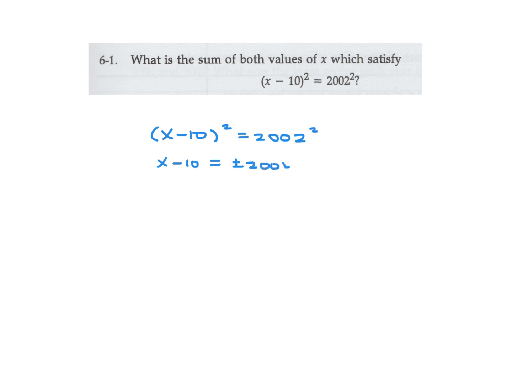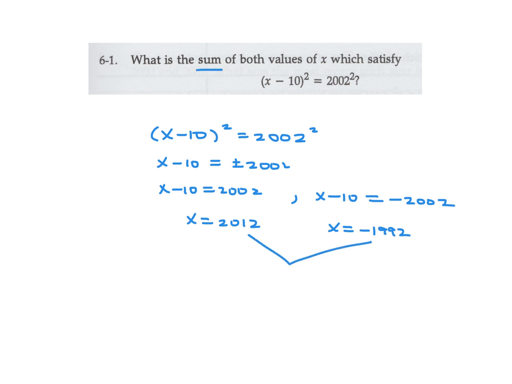So that means that x - 10 is equal to 2002, or it means that x - 10 is equal to -2002. This gives me x is equal to 2012, and this gives me x is equal to -1992, and then they want the sum. So the sum of these two is 2012 minus 1992, that's 20.